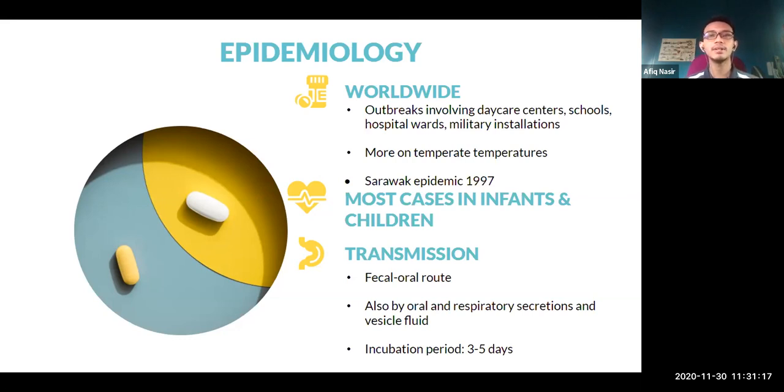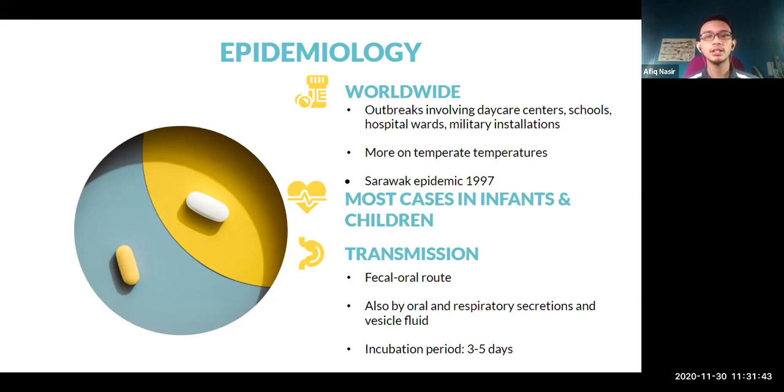There is a seasonal pattern of the disease, which mainly occurs during the summer and also in autumn. Summer and spring, which are the temperate seasons. And there was an epidemic of hand, foot, mouth disease in Sarawak, Malaysia, in 1997.